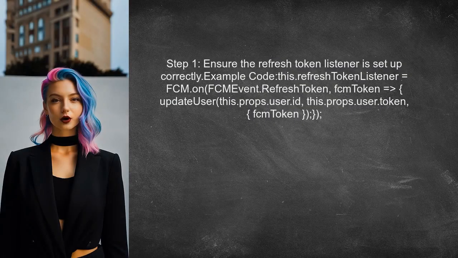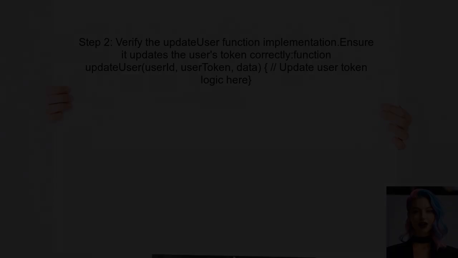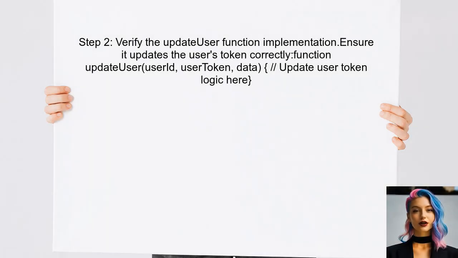To address the issue of the FCM token expiring after an app update, the user should ensure that the refresh token listener is correctly set up in the component. This listener will help capture the new token when it is generated. Next, the user should verify that the update user function is correctly implemented to handle the new token. This function should update the user's token in the backend or wherever it is stored.